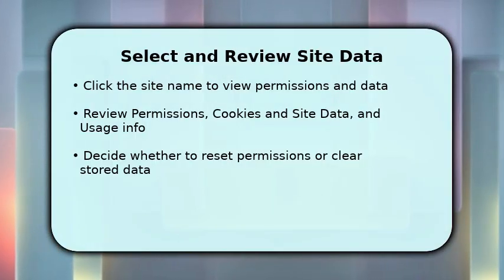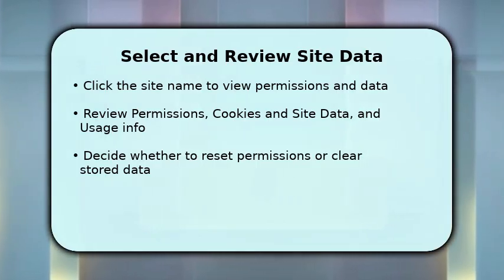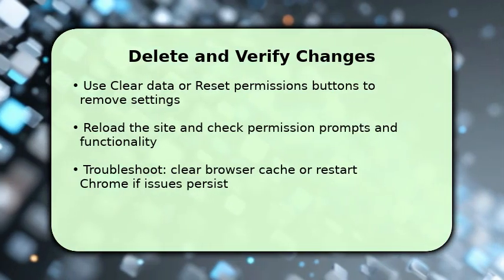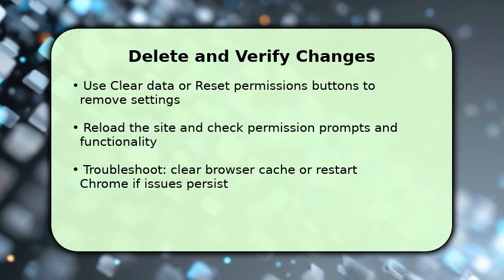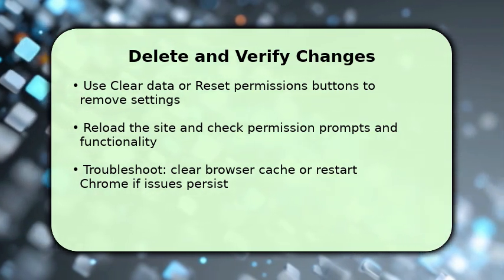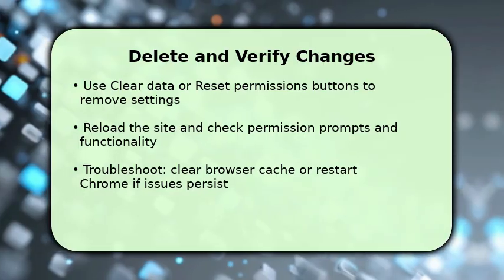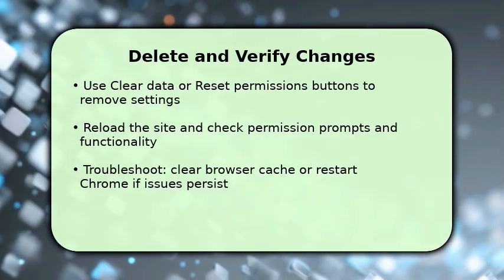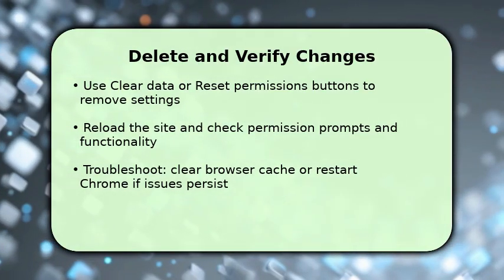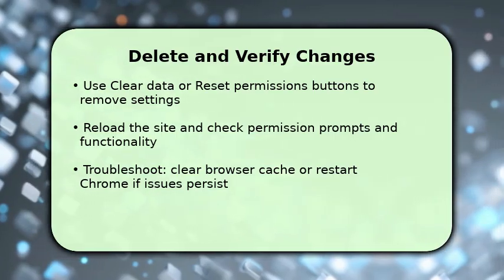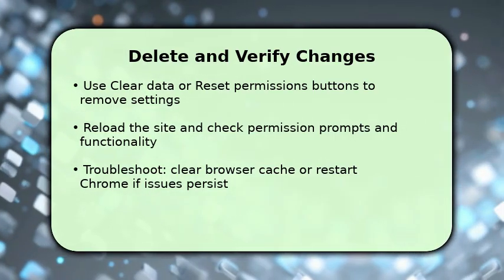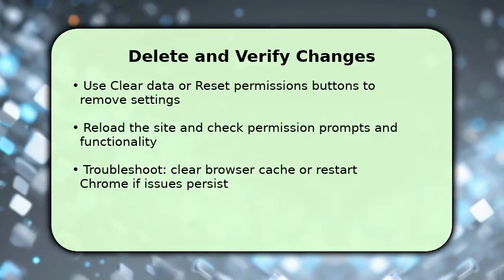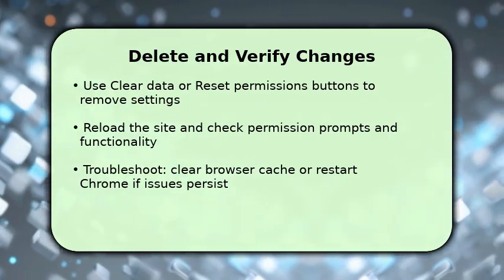Finally, tap Clear Data or Reset Permissions to remove chosen site settings and stored information. Chrome applies changes immediately. Once done, reload the site to verify it asks for permissions again and that any stored details are gone. If the site still behaves like old settings remain, clear the browser cache or restart Chrome and recheck. Make sure you aren't signed in with sync enabled if you wanted changes local only. If problems persist.